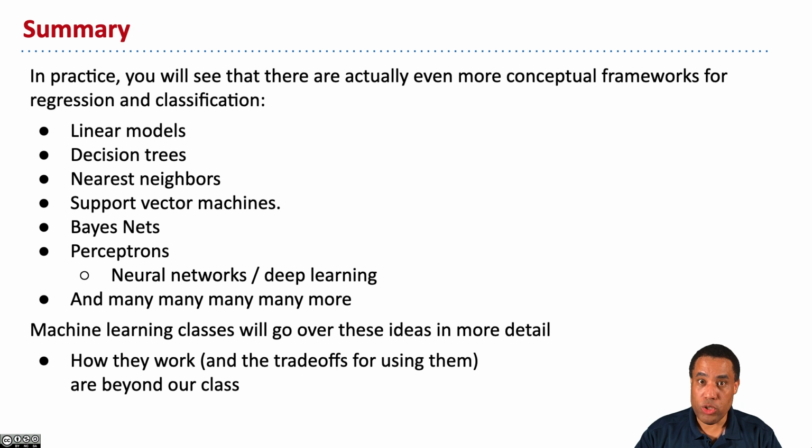So when you look at machine learning more broadly, you'll see that there are many different conceptual frameworks for doing regression, classification, and other tasks. If you take classes like 189 or 188 or 102, you'll learn about linear models, decision trees, nearest neighbor, SVMs, support vector machines, Bayes nets, perceptrons, networks of perceptrons, that's neural networks and deep learning, and many other types of conceptual frameworks for doing regression, classification, and other tasks. If you're interested in learning more about those, then I recommend taking a machine learning class, and they'll teach you them in very great detail.